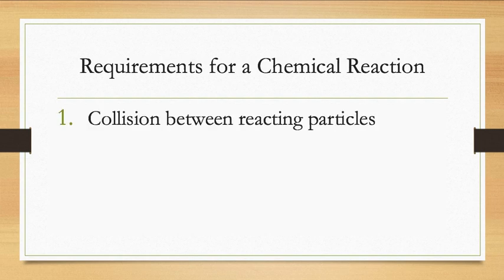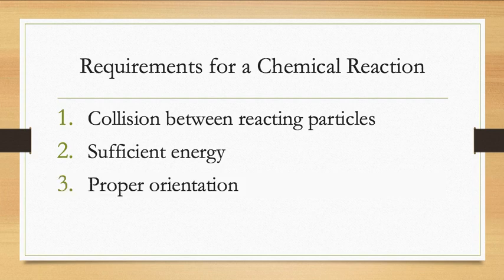Well, the first thing is I need a collision between the reacting particles, right? If A and B are far apart, they can't really react with one another. I need there to be sufficient energy in that collision, right? A and B are A and B. They aren't reacting and decomposing into something else because they're relatively stable. So if A and B collide, they have to have sufficient energy for there to be a change in the bonds there. And it has to happen in the proper orientation.